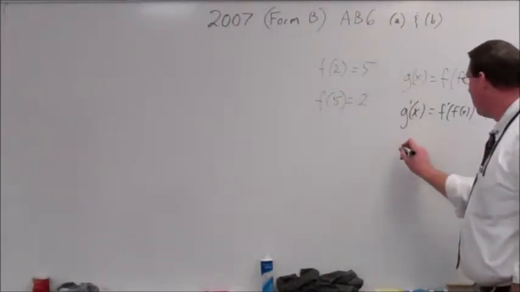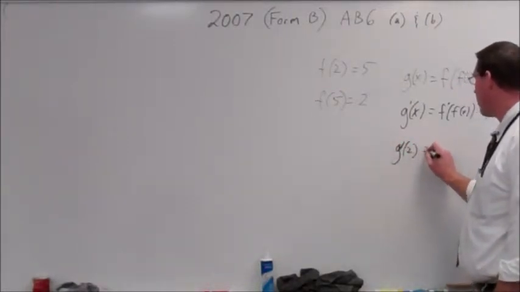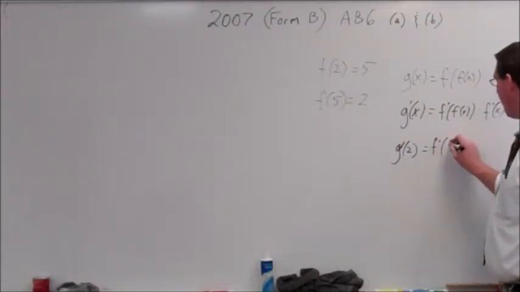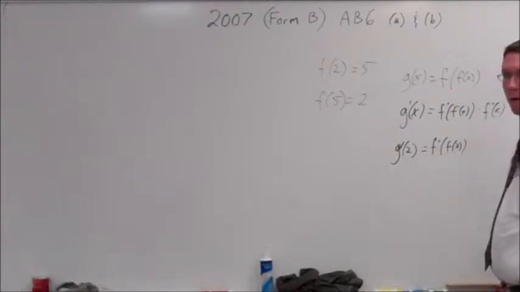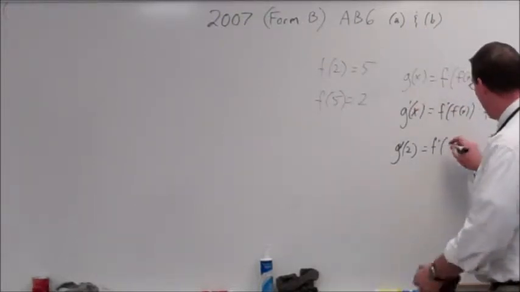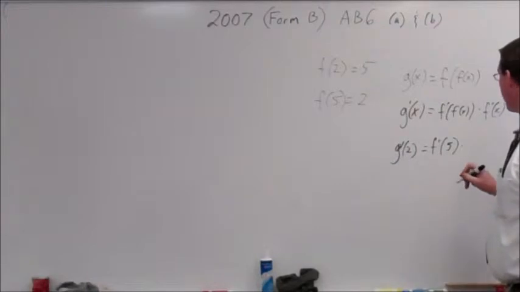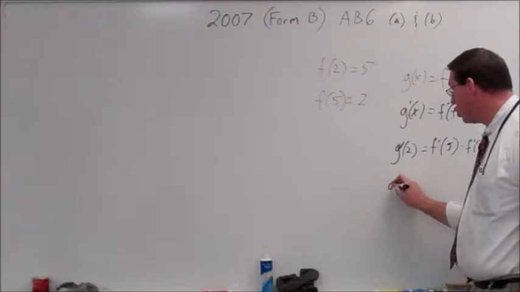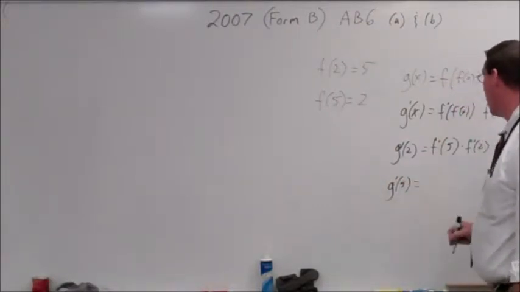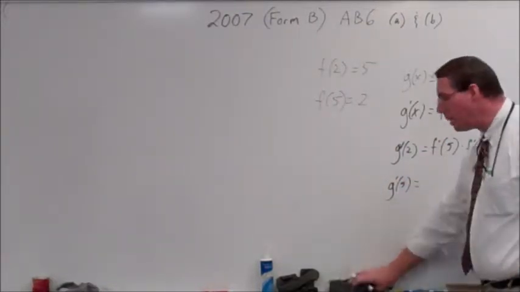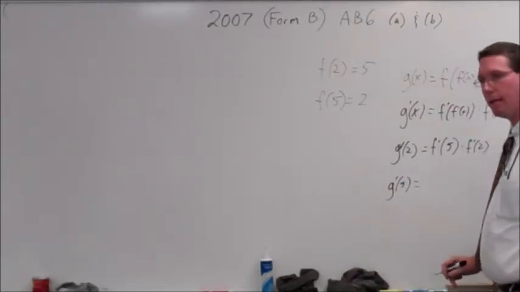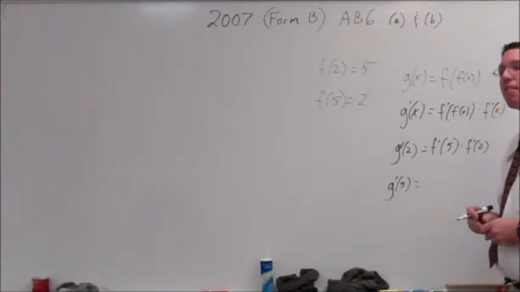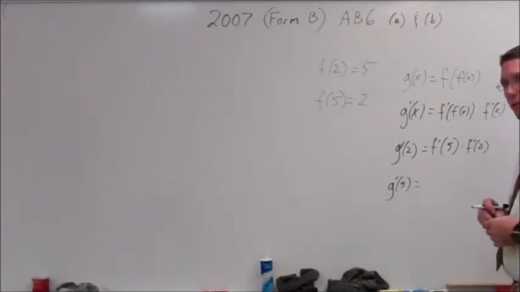Right? So now we need to know what g prime of 2 is. F prime of f of 2. Well, what's f of 2? 5. F prime of 5 times f prime of 2. Now let's find out what g prime of 5 is. Oh, so we don't have to find the actual. It's symbolic. That's exactly right. It doesn't matter. You can still do it. If it makes logical sense, you can do it.